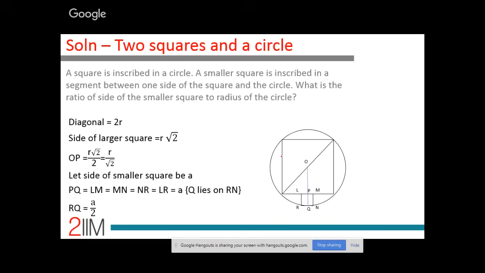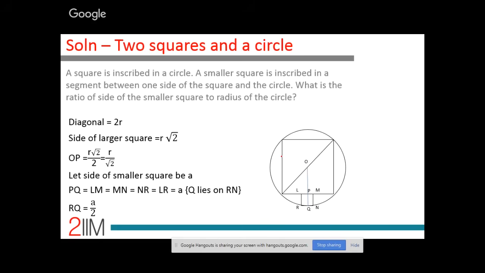LPO, okay. L is A by 2. OP is R by root 2. There's no way of writing OL in terms of anything. We'll find OL, but that's not taking us anywhere. We'll find OL using Pythagoras theorem.